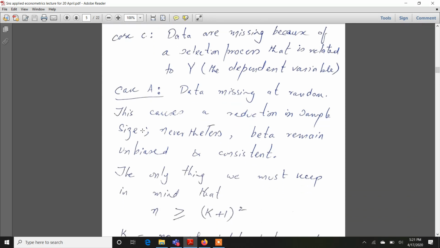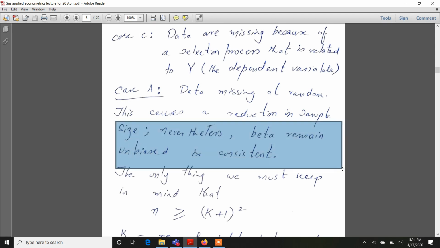This causes a reduction in sample size. For example, if you were targeting data of 100 respondents, but randomly, suppose data of 13 respondents is missing, you will be left with a sample size of 87. Whatever the reason, your data has been reduced, but still beta remains unbiased and consistent. Why? Because the missing data has no fixed pattern. It's not that high earners' data is missing or low earners' data is missing.